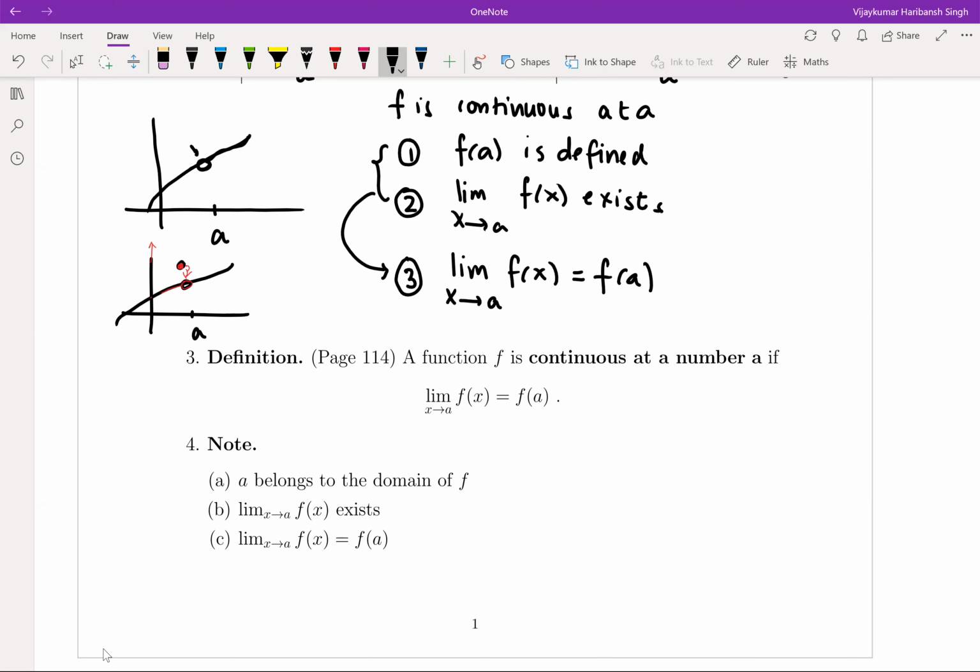This would mean three things. First, your A belongs to the domain of the function. Second, the limit as x goes to A, f of x exists. And third, the limit as x goes to A, f of x is equal to f of A, as we saw earlier. So this is equivalent to these three conditions. So let's move ahead.